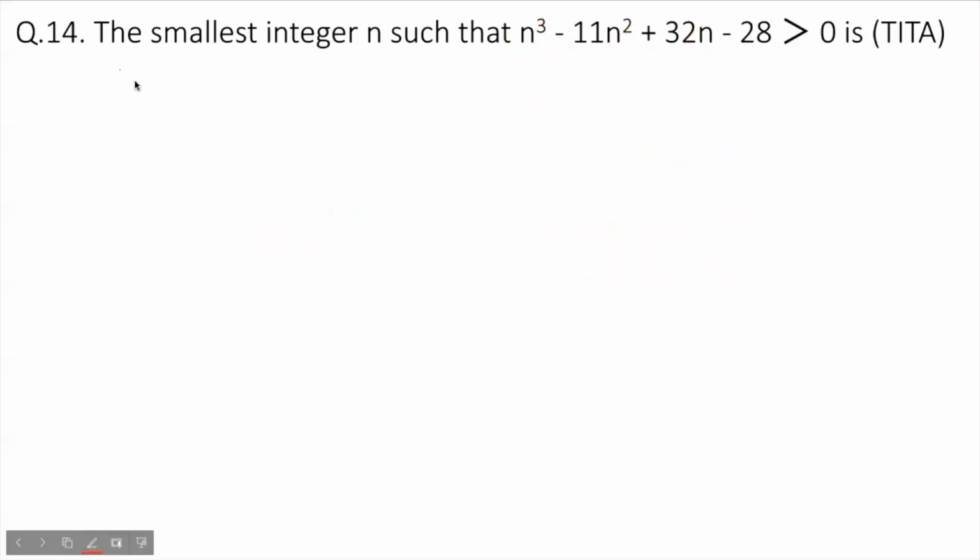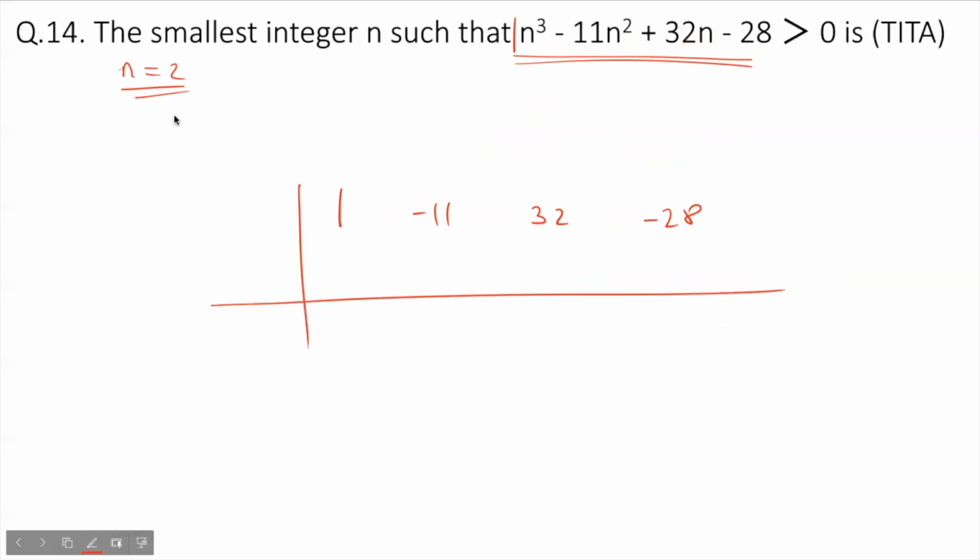So what we do is we write n is equal to 2 here, and then we use synthetic division to find out the other roots or the other factors for this given equation. So we have n cube, means coefficient is 1, n square minus 11, coefficient of n is 32, and the constant term is minus 28. And the root here is 2. So now we use synthetic division and try to find out the other factors for this given equation.